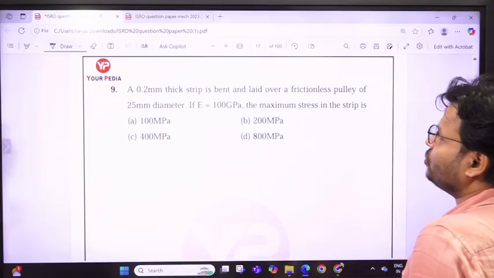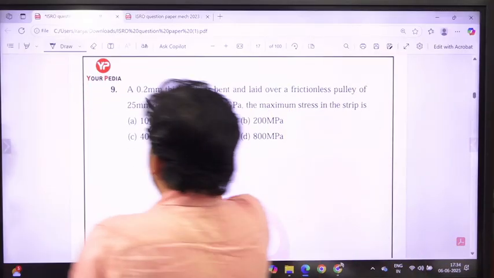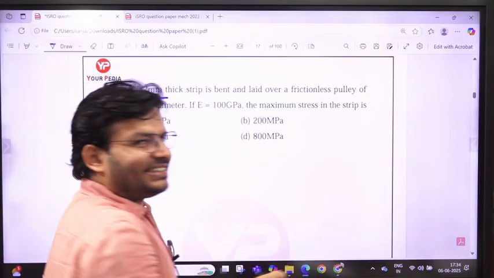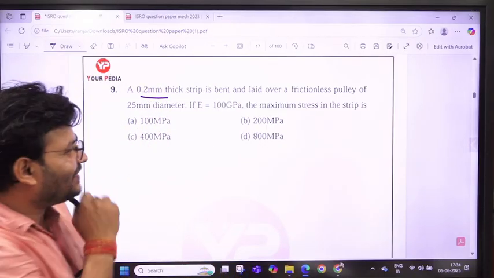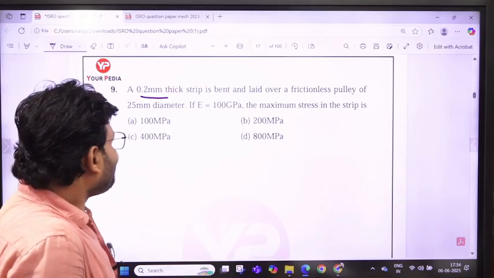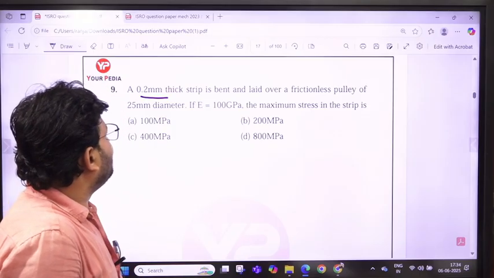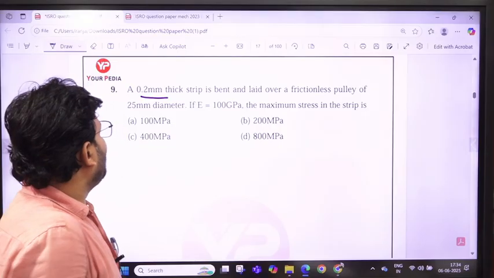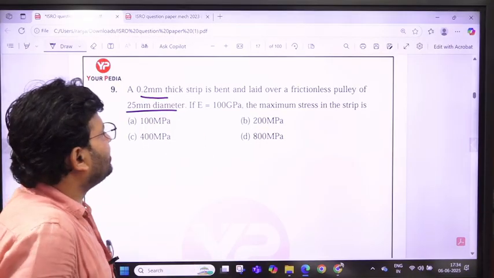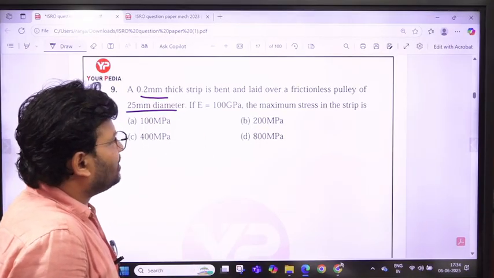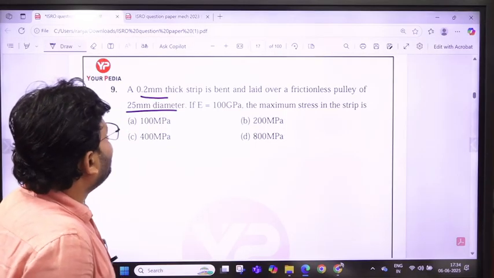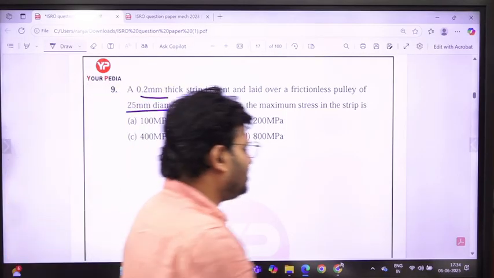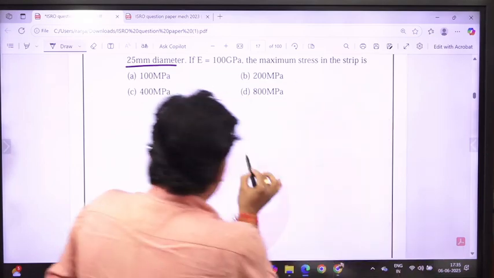Yeah, that is the next question. A 0.2 mm thick strip is bent and laid over a frictionless pulley of 25 mm diameter. If E is 100 gigapascal, find the maximum stress in the strip. That type of question has been asked in GATE. My dear friends, easy question. You can see, suppose that is the pulley.